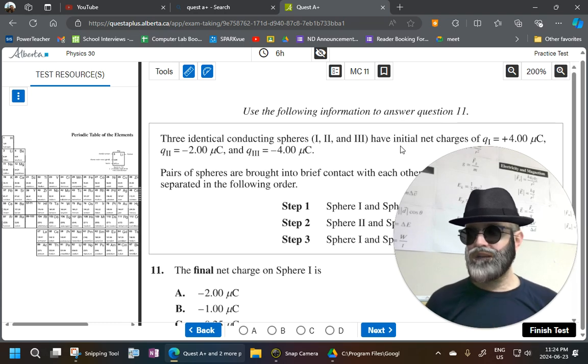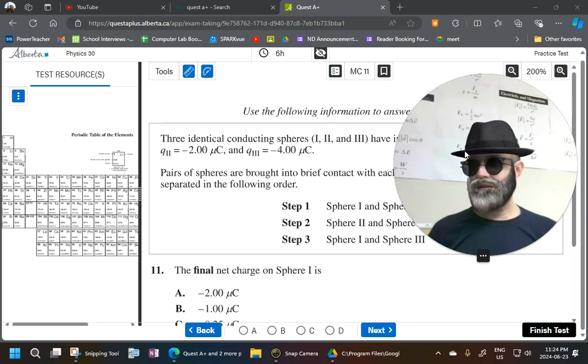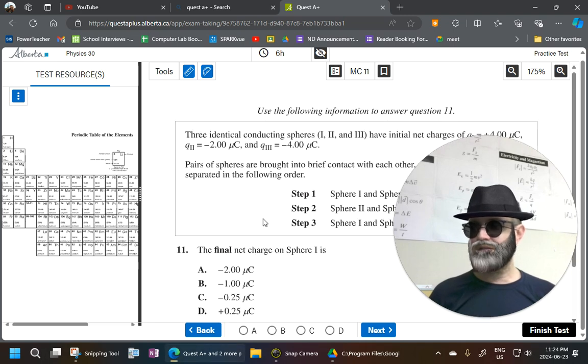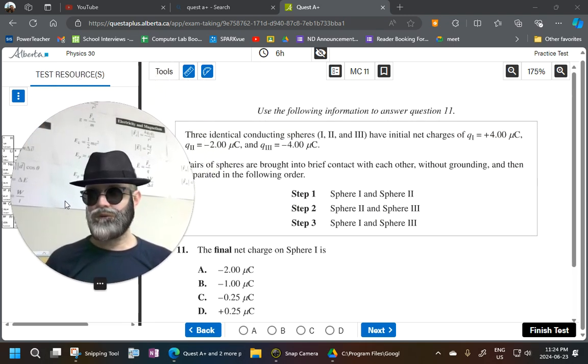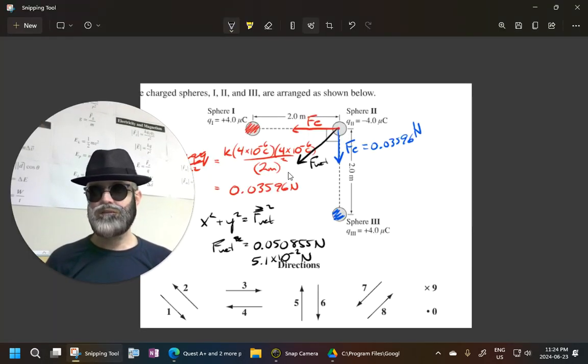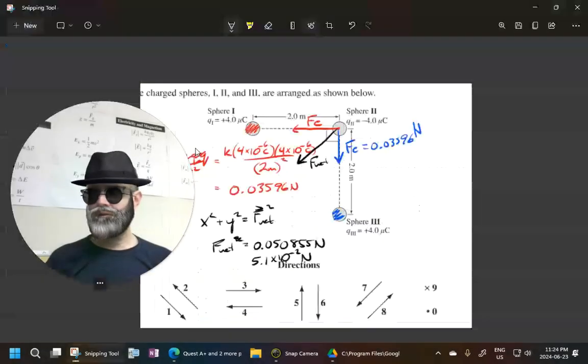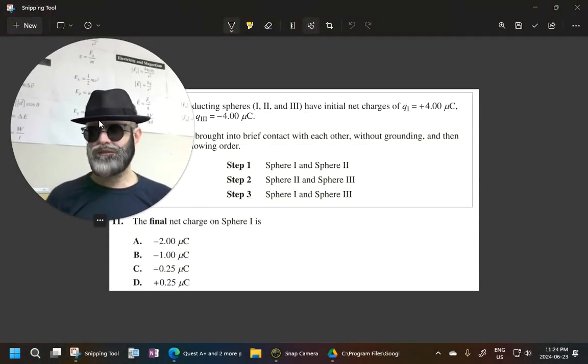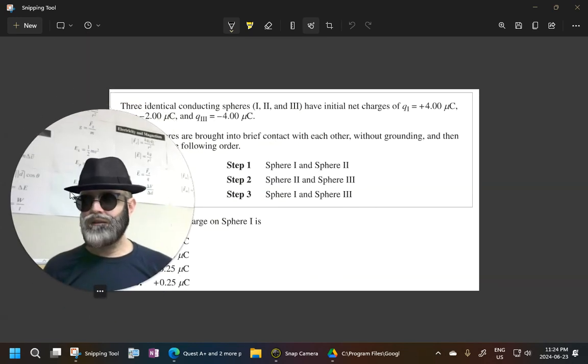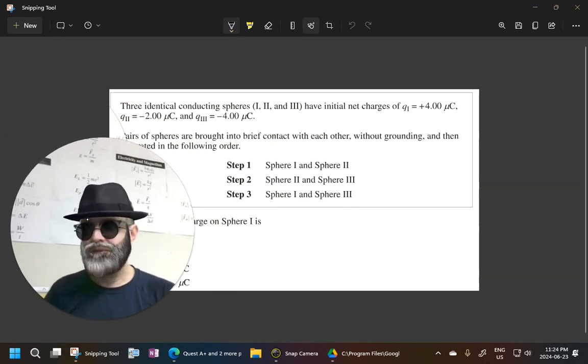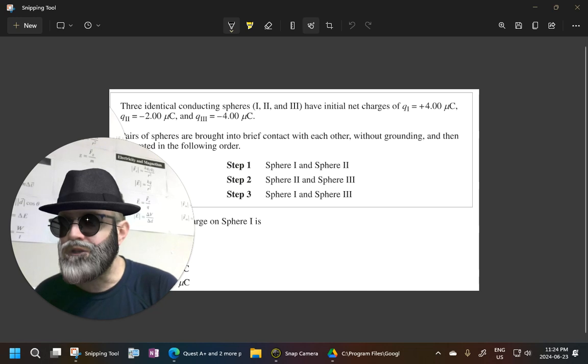3 identical spheres. They are sitting around here. They get touched a bunch of times. So for these kinds of questions, what I like to do is draw out a little grid. So that's what I'm going to do. Okay, so we have covered the answers for now. So we have 3 charges here.